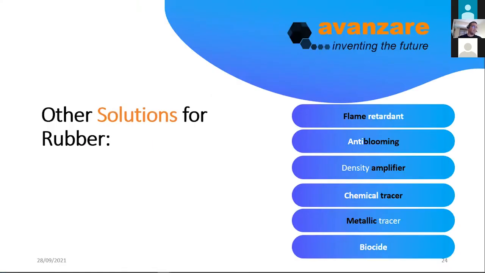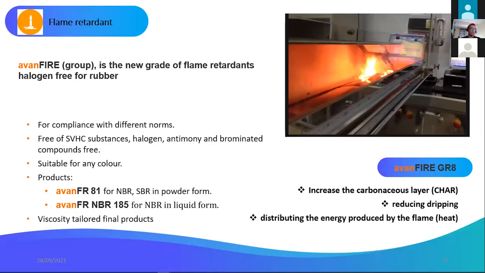Okay, now we are going to take a look at other solutions for rubber. In this case, I would like to tell you about flame retardants, anti-blooming, density amplifier, chemical tracer, metallic tracer, and biocide. First, I would like to introduce you to our Avanfire group. We always focus on having friendly products, and in the case of the flame retardants, our flame retardants are halogen free, antimony free, and bromine compounds free.